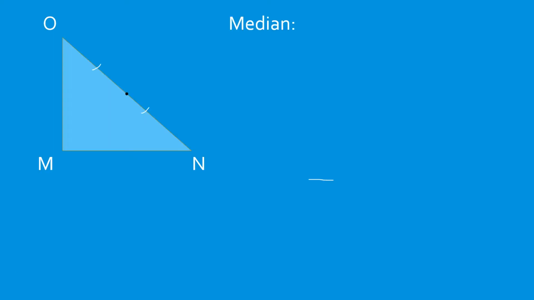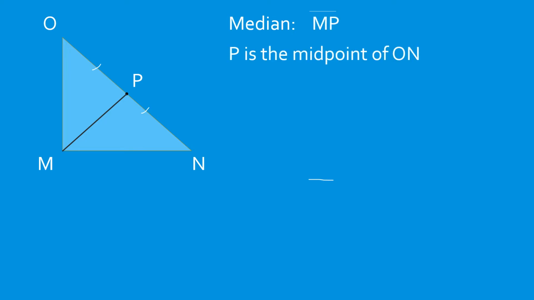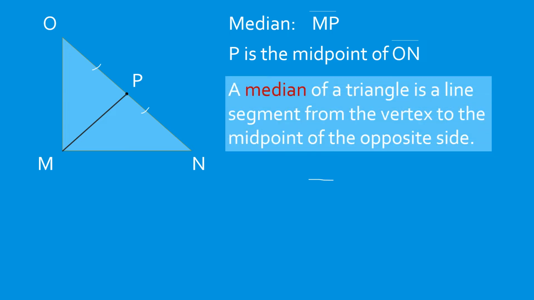Next is the median of the triangle. So if we're going to draw a line again from this vertex to the midpoint, when we say midpoint, a point wherein it divides the segment into 2 congruent segments. So let's name that midpoint as letter P. So now segment MP is what we call the median. P is the midpoint of segment ON. What does it mean? A median of a triangle is a line segment from the vertex to the midpoint of the opposite side.